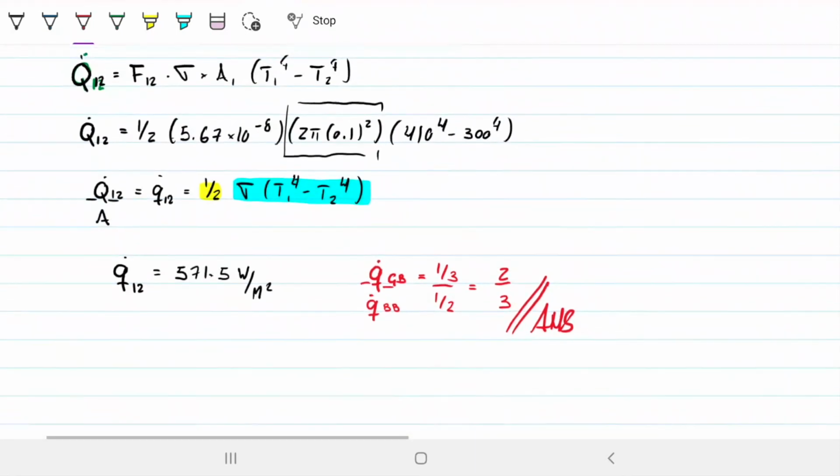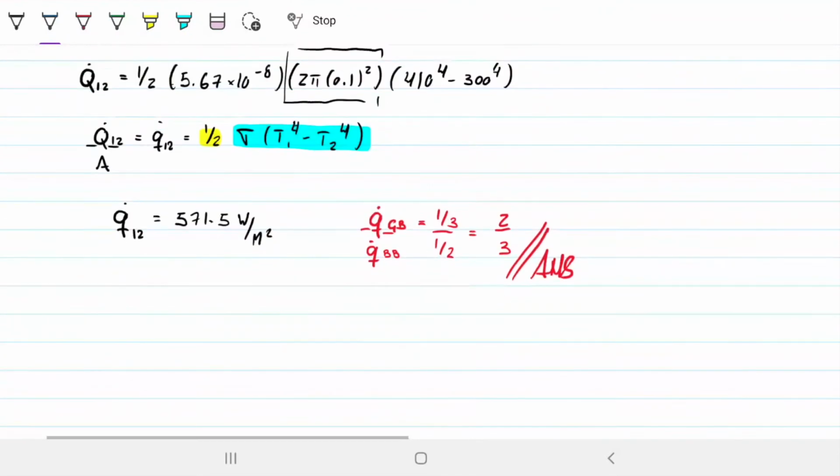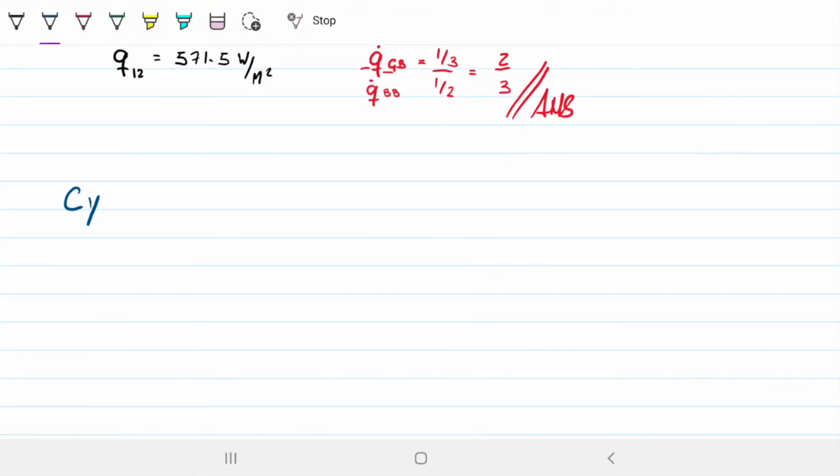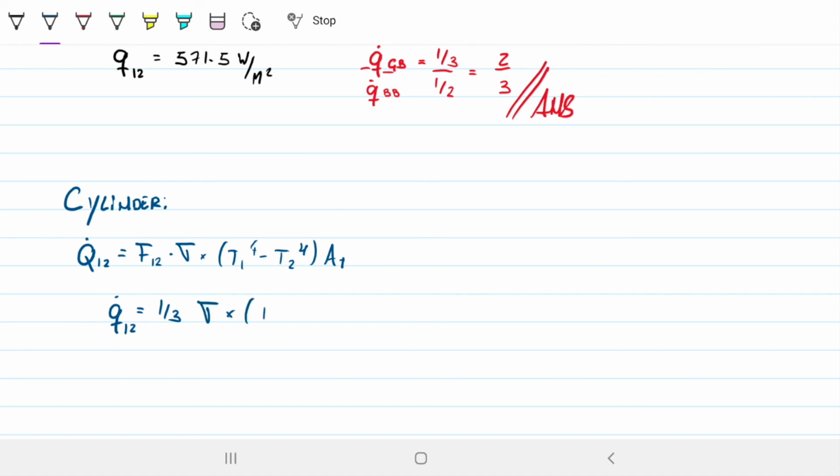And then for the cylinder, we're going to do a very similar analysis. This time I'm going to go straight to the point. So, cylinder. If I want to do Q12, it's the same thing: view factor from 1 to 2 times Stefan-Boltzmann times T1 to the fourth minus T2 to the fourth, and then area 1. If I divide everything by the area, I'm going to get the flux, which will simply be 1/3, the view factor for the cylinder, times Stefan-Boltzmann's constant, T1 to the fourth minus T2 to the fourth. This is the 1143 you found before.